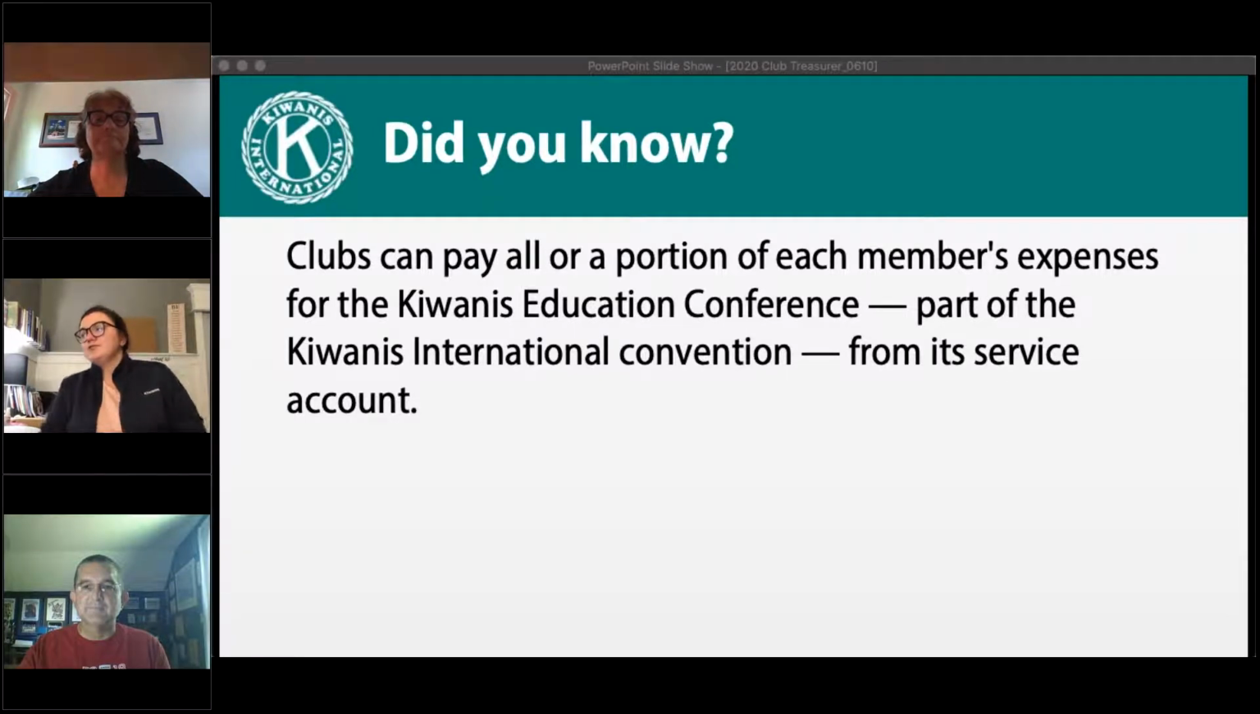Melanie asks, can the district education portion of convention be applied to the service account as well? Yes, it can. Again, if someone from a club is going to attend your district convention for the education and act as a delegate for your district's House of Delegates, it is best practice to split between the two accounts as well.